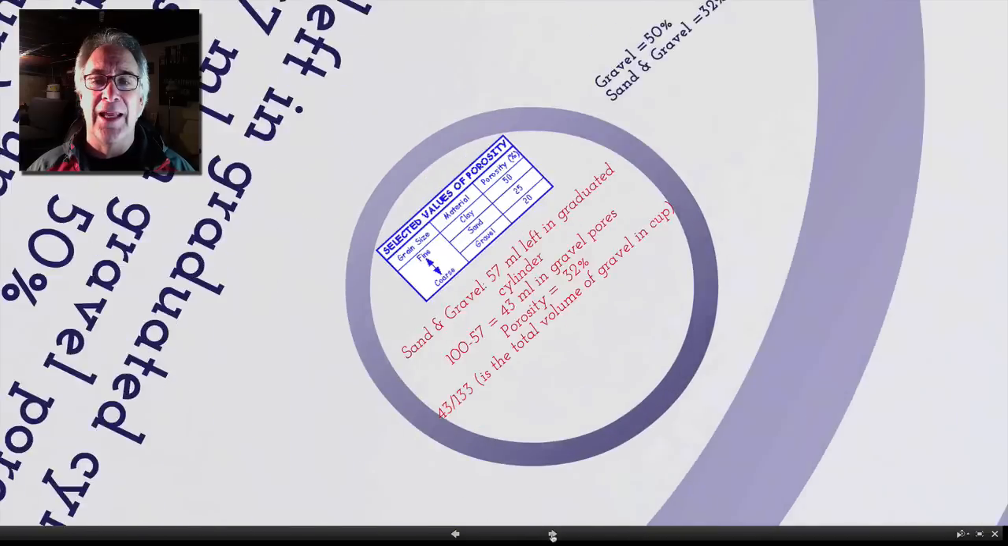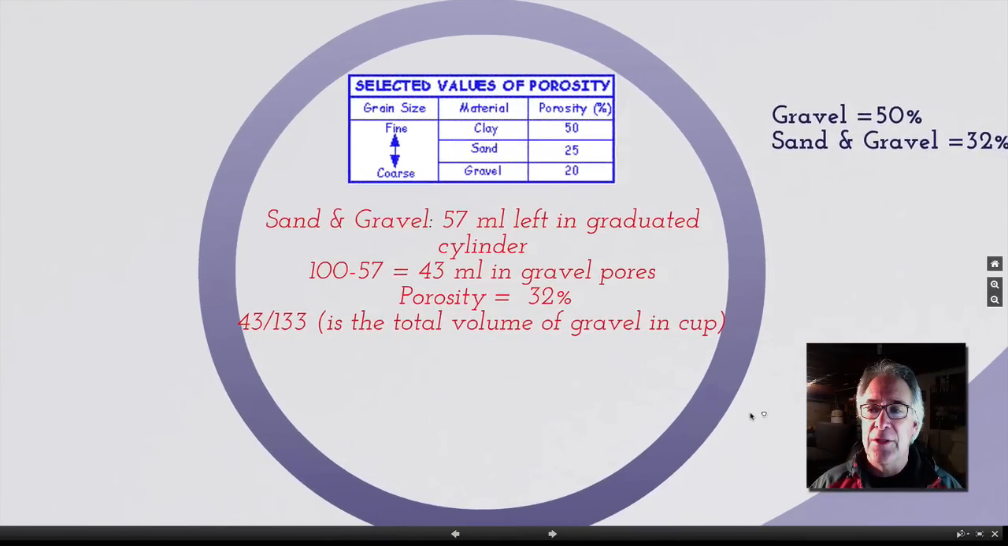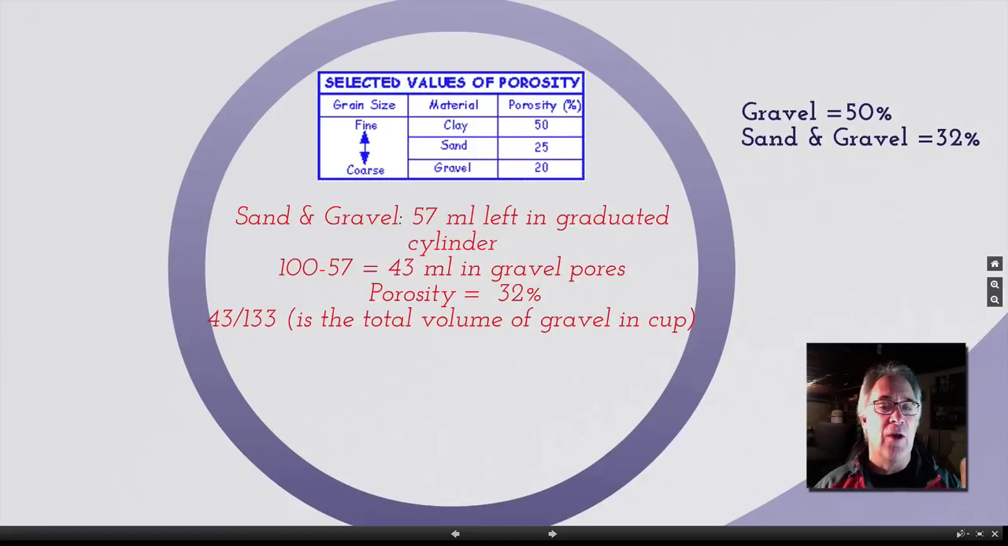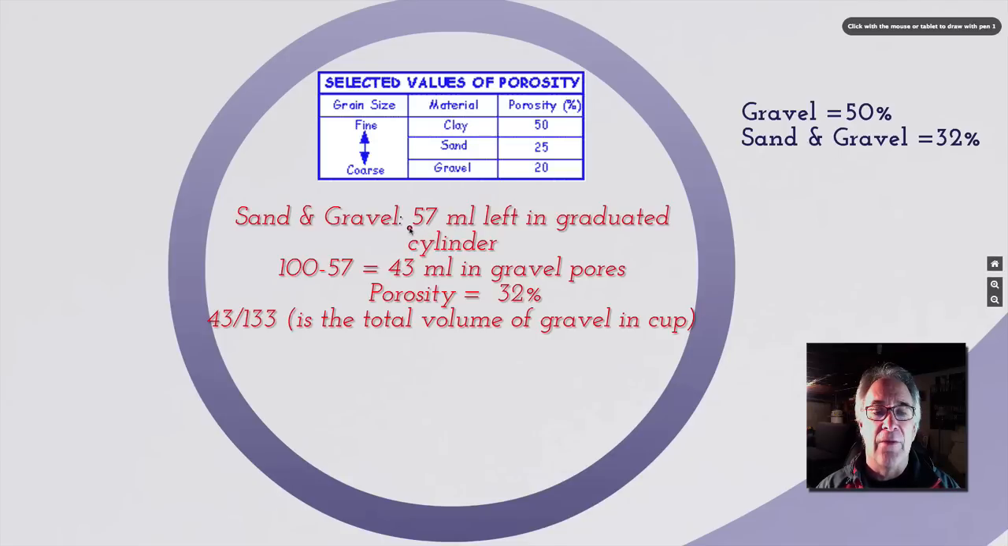Now let's take a look at something that isn't very consistent, and that would of course be the sand and gravel, because they're two different particle sizes. So again, just like in the other one before, we had 57 left in the graduated cylinder. So we subtract 100 from 47, so we know how much was actually in the gravel pores. And when we did our calculation, 43 divided by 133, we get 32%.